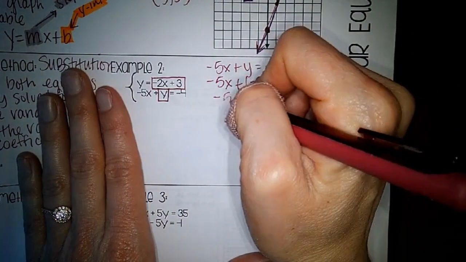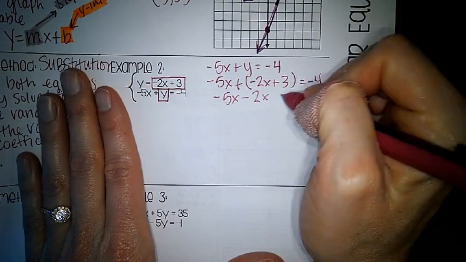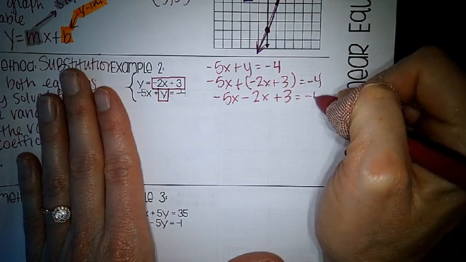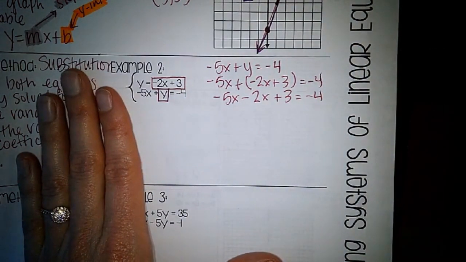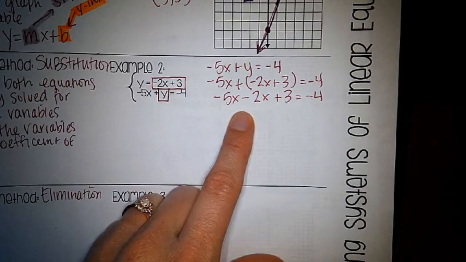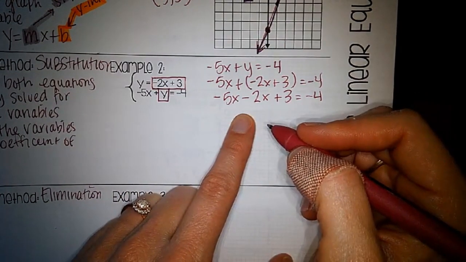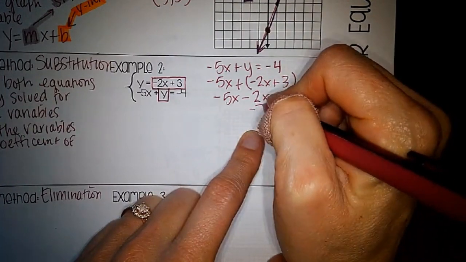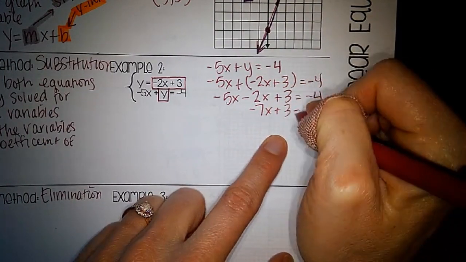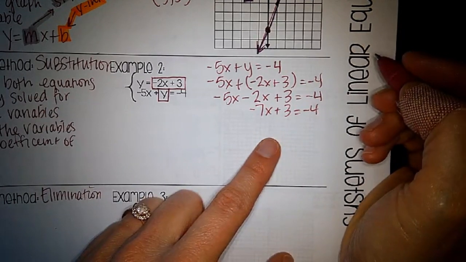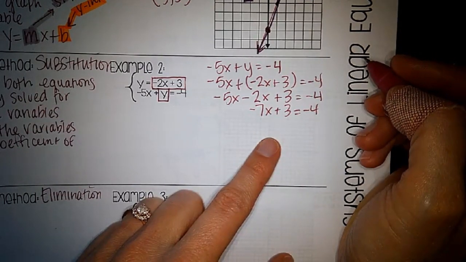negative 5x minus 2x plus 3 equals negative 4. Combine my terms. Negative 5x minus 2x gives us what? Now what? What do I do?